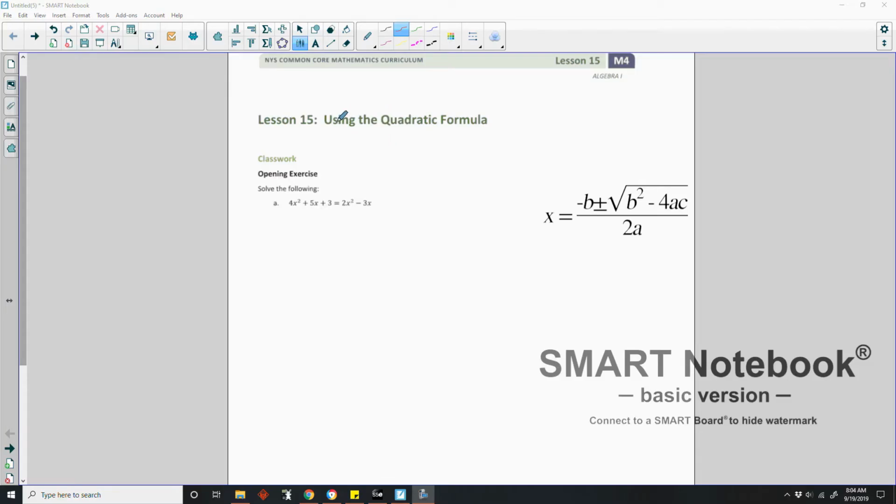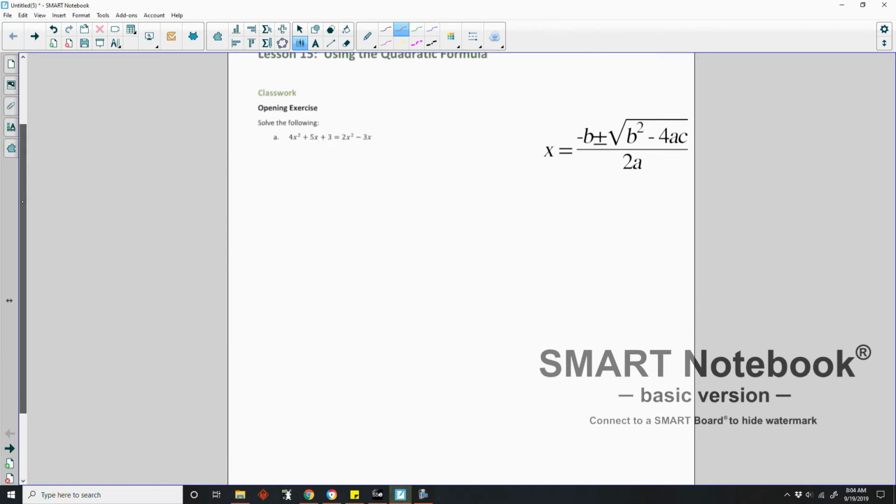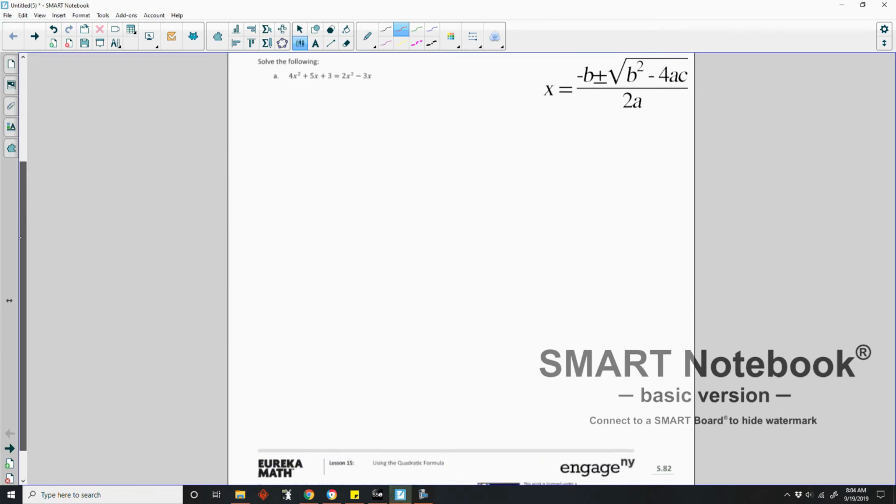Okay, welcome to Lesson 15, using the quadratic formula. So in Lesson 14, we derived the quadratic formula, and the classwork opening exercise says to solve this equation using the quadratic formula. So here's the quadratic formula. x equals negative b plus or minus the square root of b squared minus 4ac all over 2a. This came from ax squared plus bx plus c equals 0, and solving for x by completing the square. That was Lesson 14. So we're going to use this quadratic formula to solve this quadratic.